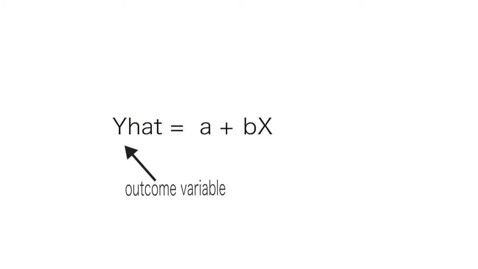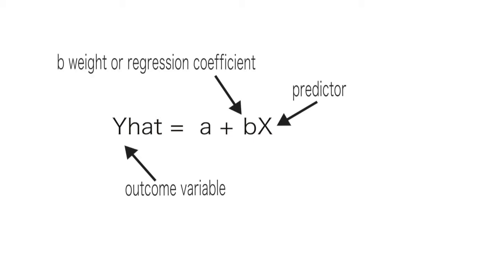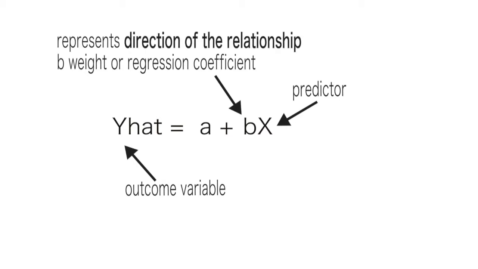So the equation of a straight line is y hat equals a plus bx, where y hat is the outcome variable and x is your predictor. B is known as the B weight, or the regression coefficient. B is a parameter for the predictor. It represents the gradient or the slope of the line. This is like the strength of the relationship. The more the slope, the stronger the relationship. It also represents the direction of the relationship. If b is negative, like in the previous example, then it's a negative relationship. If b is positive, then it's a positive relationship.